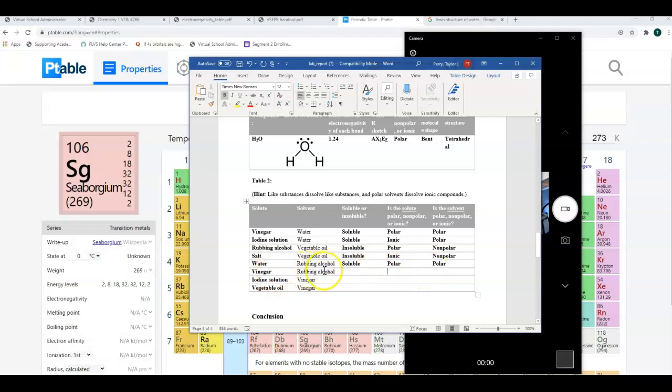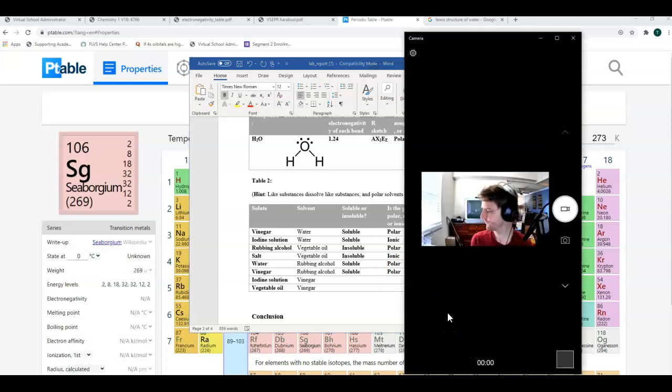We know that rubbing alcohol, we've already figured out that it is the solvent here, so it's polar. We know that vinegar is also polar. I think I mixed those two up in this one, but it doesn't matter because they were both polar. So vegetable oil, yeah, okay. So yeah, vinegar, we also know vinegar is polar. And again, we know that because we figured that out in the first table. So if these are both polar, that means they should be soluble because, again, like substances dissolve like substances. But we'll check.